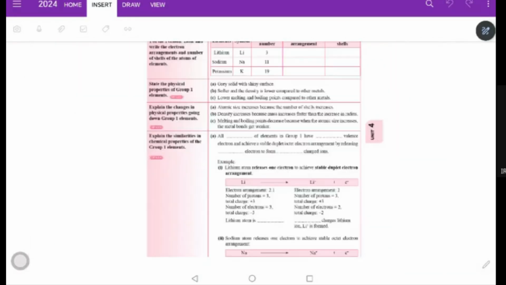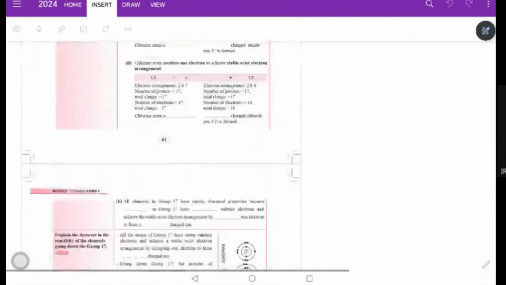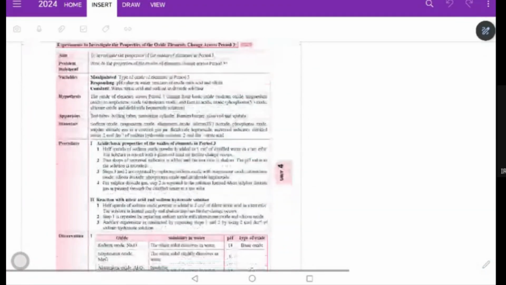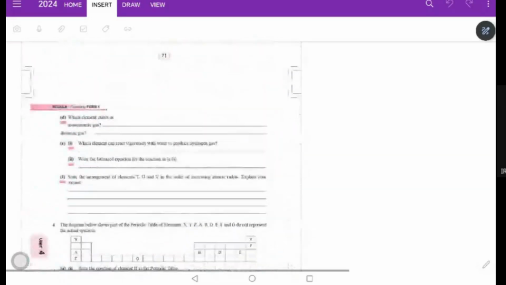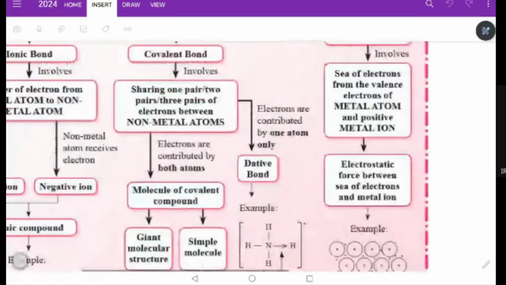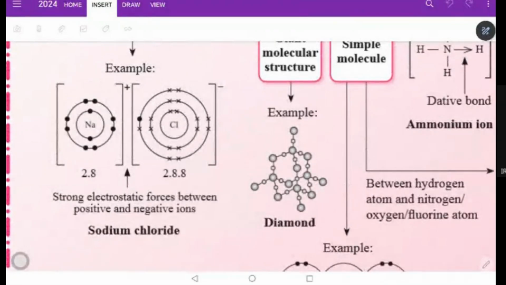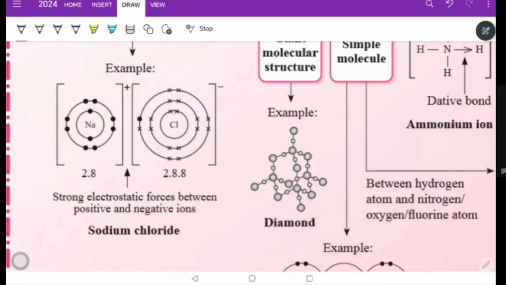Periodic table. Okay. Ionic bond is just, it does not show any bond here. It is a strong electrostatic force between the positive and negative ions. So this electrostatic force refers to the ionic bond.